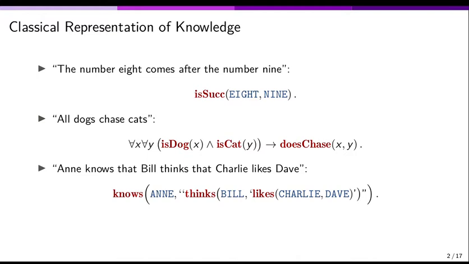These sorts of things can even be nested and structured. You want to be able to represent a statement like "Anne knows that Bill thinks that Charlie likes Dave," some structured, complicated thing like that. So you need these things to be components in each other. Okay, so that's the classical AI approach to representing knowledge.